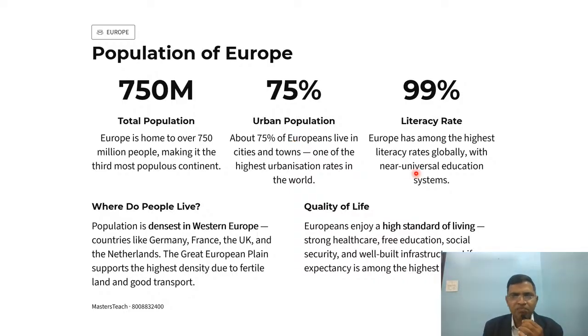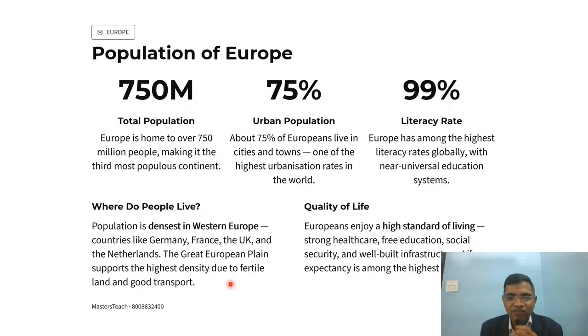99% of people are literate, not like India. People mostly live in Western Europe, countries like Germany, France, UK, and Northern Ireland. Then the Great European Plain supports the highest density because very fertile land is there and a good transport system is there. Then quality of life.